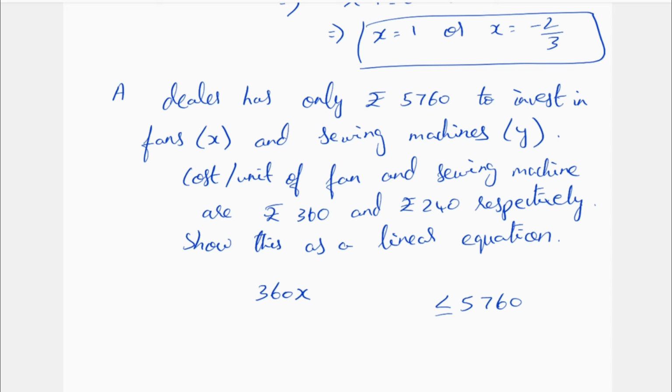Same way, the total sewing machines that I'm going to buy is denoted by the variable y. Cost per sewing machine is rupees 240, so the total cost of the sewing machines is 240y. I have to add the cost of both, so the total cost is given by 360x plus 240y must be less than or equal to 5,760. I can buy up to 5,760 but not more than that.